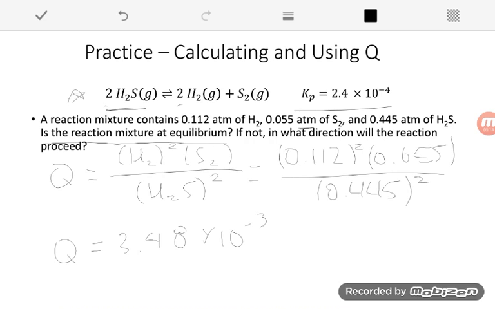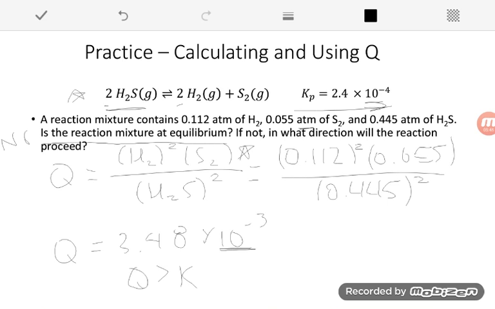So we calculate Q and now we compare it to K. We see that K here is 2.4 times 10 to the negative 4, whereas Q is times 10 to the negative 3. So that means Q is bigger than K. If we think about my expression, Q is too big. This part on top is too big. I must have too many products. So I'm not at equilibrium because the numbers don't match. So the answer to my first question is no, I'm not at equilibrium.